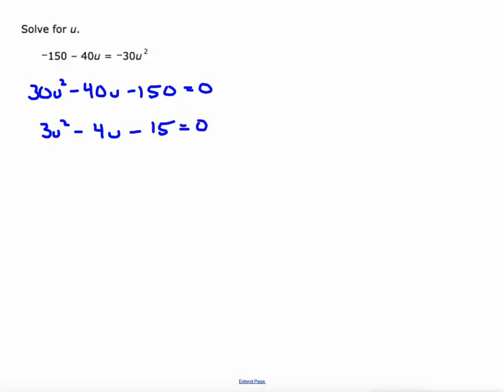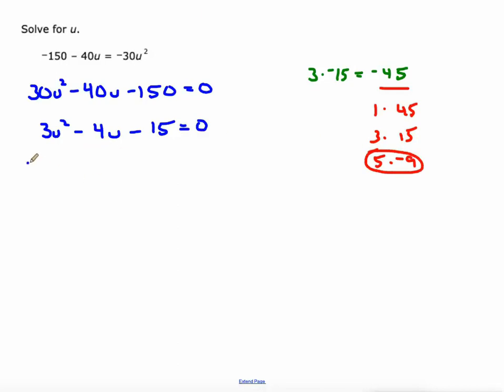Okay, so when the lead coefficient isn't 1, we need to multiply the a and the c times each other. That gives us negative 45. So we're looking for factors of negative 45, all right, that add up to negative 4. So let's see, 1 times 45 is 45, 3 times 15 is 45, and 5 times 9 is 45. And I think I'll use that one because if we use 5 and negative 9, that'll add up to negative 4. So here we go.